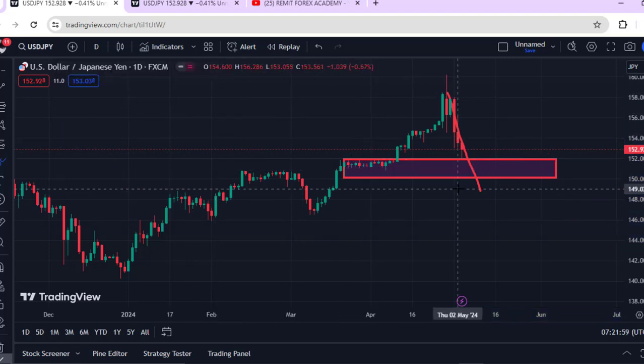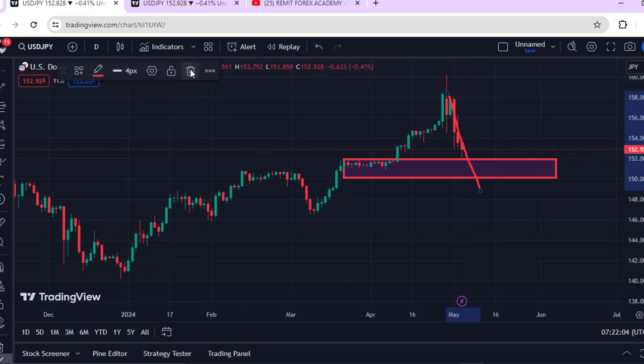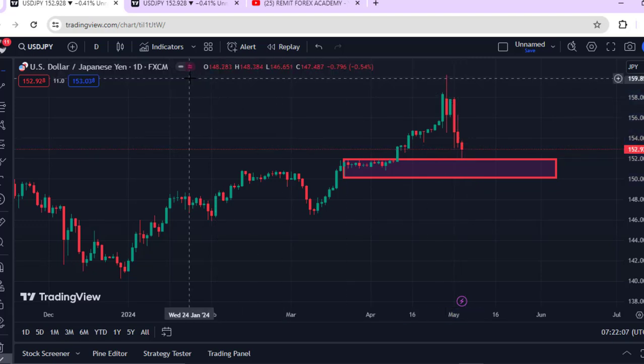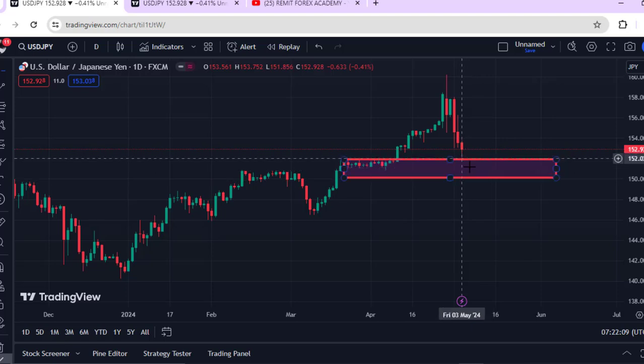But right now, the market is still in a very clear uptrend. What this means is that the market has high capacity of moving to the upside. Okay, so pay attention to this.